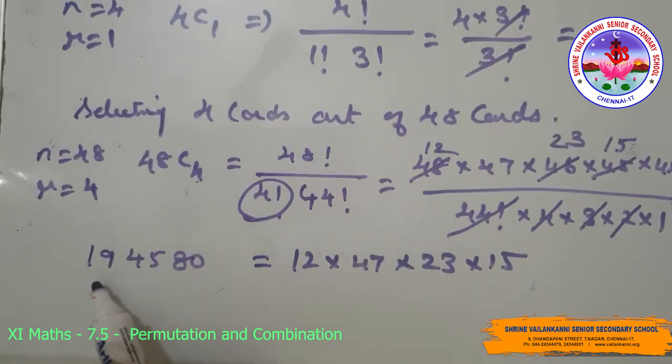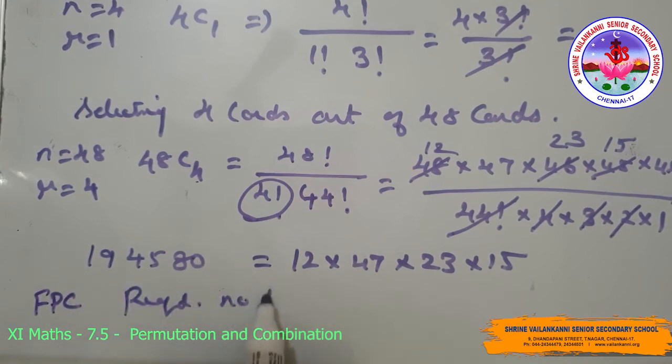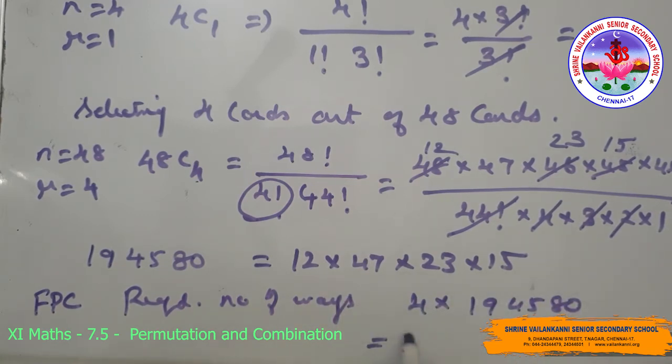So multiplying this, we get 194580 ways of selecting 4 cards out of 48 cards. So using the fundamental principle of counting, the required number of ways is 4 into 194580, which is 778320. So the number of ways of selecting 5 cards out of 52 is 778320.